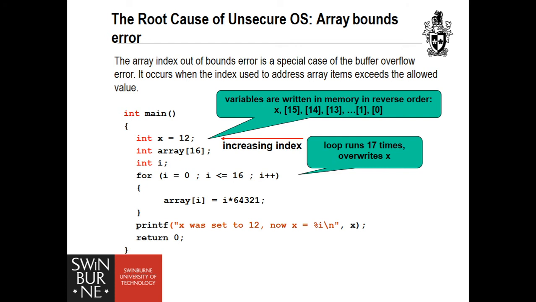Array bound error. Basically, an array bound error, or array index out of bounds, is a special case of the buffer overflow error. It occurs when the index used to address an array item exceeds the allowed value. This is an example of the array bound error.